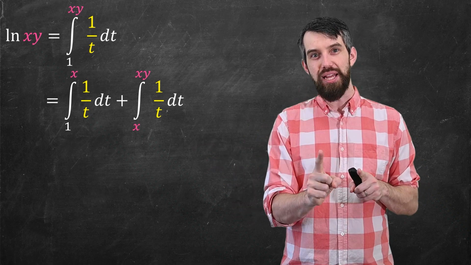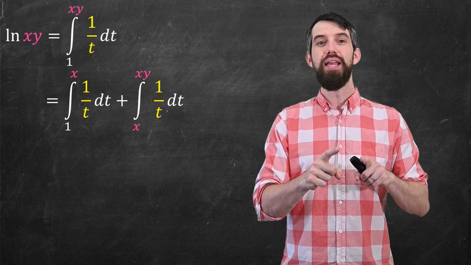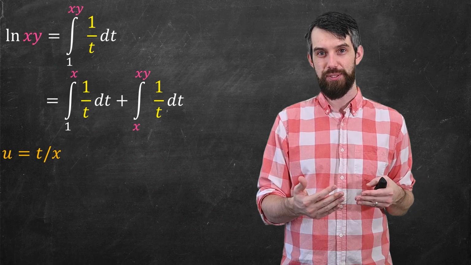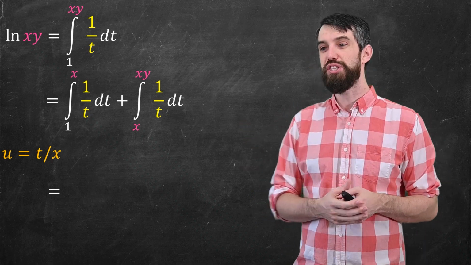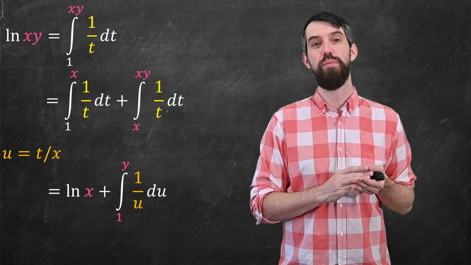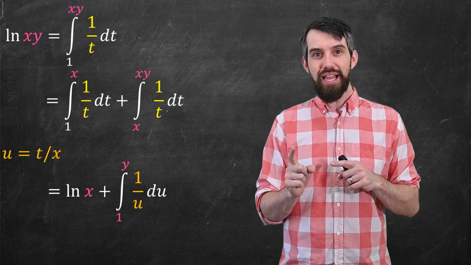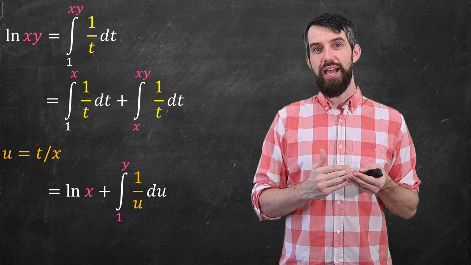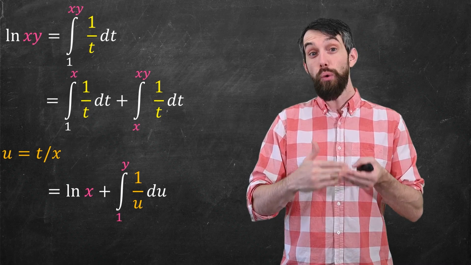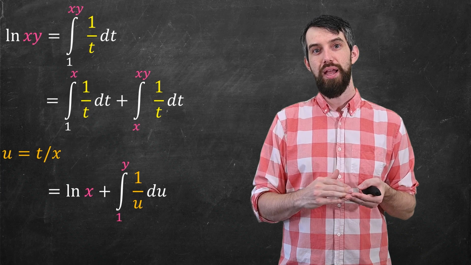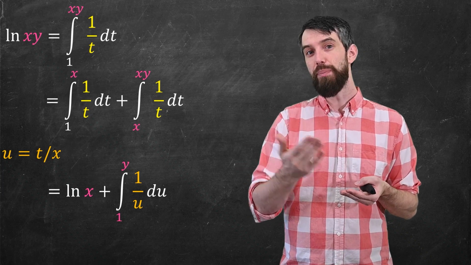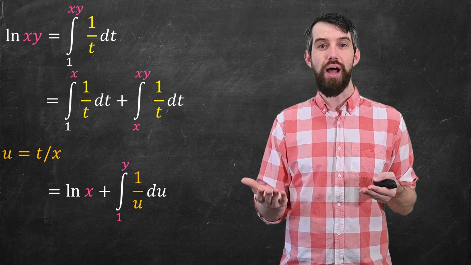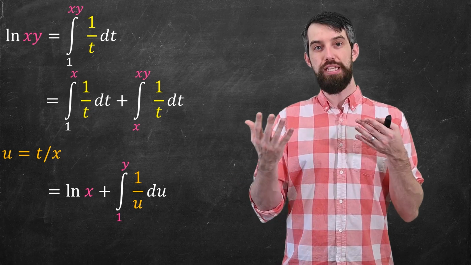But for the second, I want to apply a change of variables. So I'm going to apply the change of variables u is t divided by x. Then what happens if I use that change of variables? It gives me, well, logarithm of x for the first. And then for the second, if u is equal to t over x, and t is equal to x, then the lower limit of integration just becomes 1. And if t is equal to x times y for the upper limit of integration, then that's going to give you just the value of y. And likewise, the integrand is going to turn into 1 over u du.